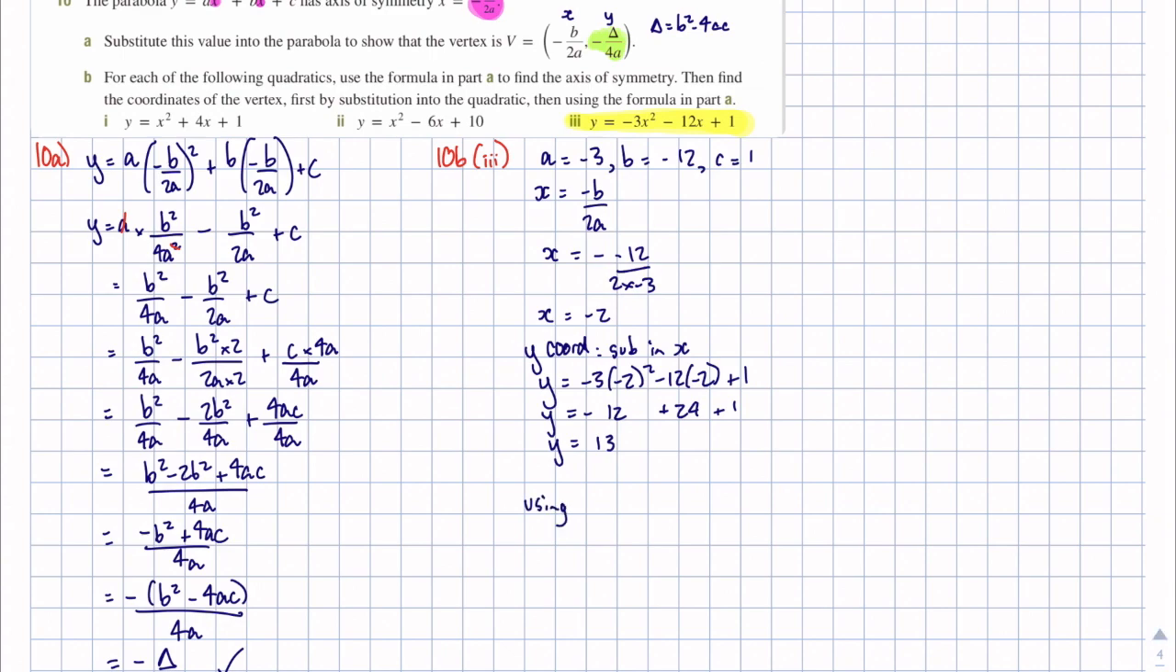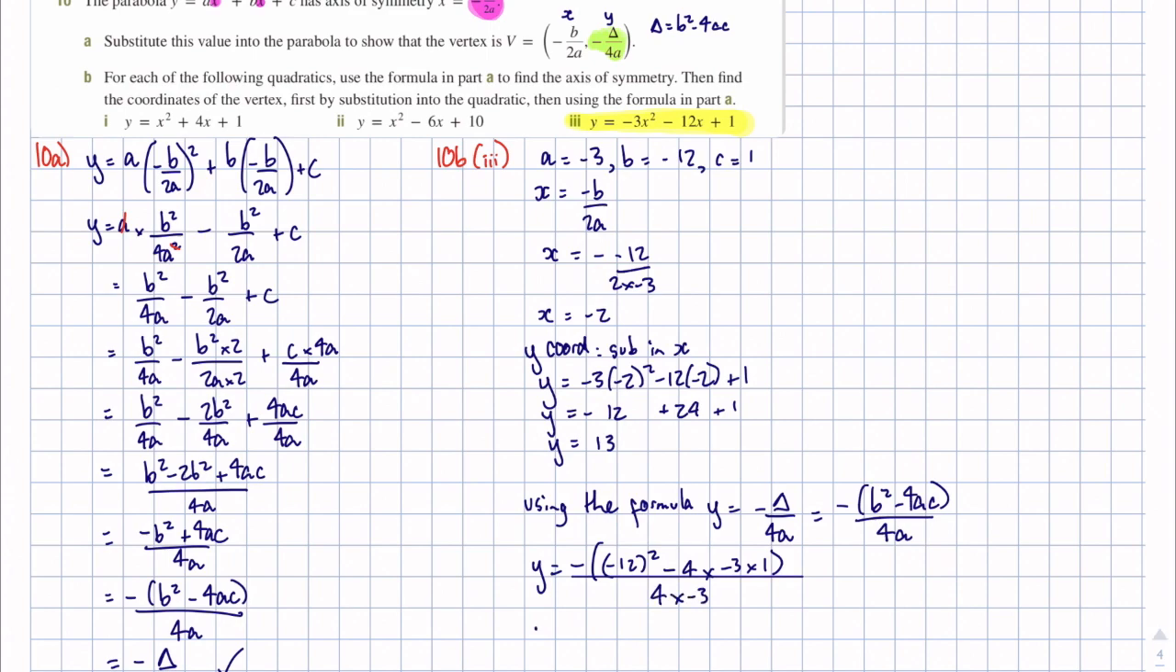Using the formula y equals minus discriminant over 4a, which is minus b squared take 4ac all over 4a, I'm going to do y equals minus, b squared is minus 12 squared, take 4 times negative 3 times positive 1, all over 4 times negative 3. Negative 12 squared is 144 plus 12.